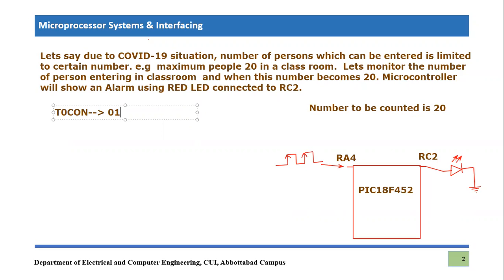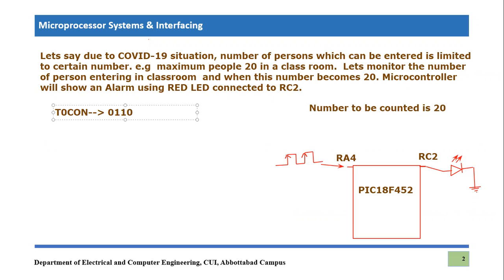Then we need to tell whether the source is external or internal. This time we are not using the microcontroller's clock, rather we are using the external clock which is provided by the RA4 pin. So we will be using the external clock. Again, there will be a selection of positive edge and negative edge. Since I already explained, we will be working on positive edge, so we will consider 0 here.